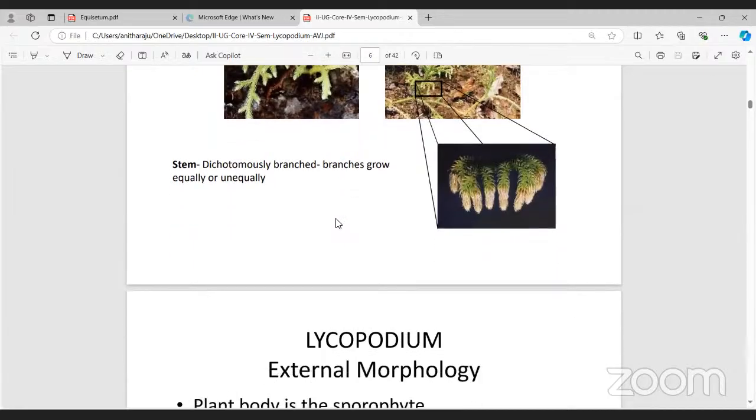Let's discuss one by one. The roots are adventitious roots, branched. The stem is dichotomously branched.